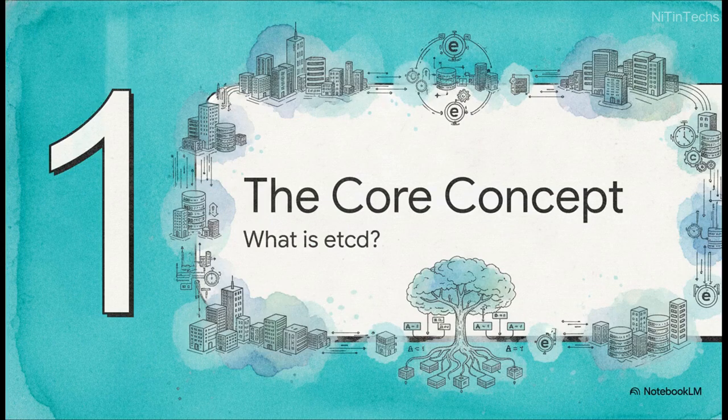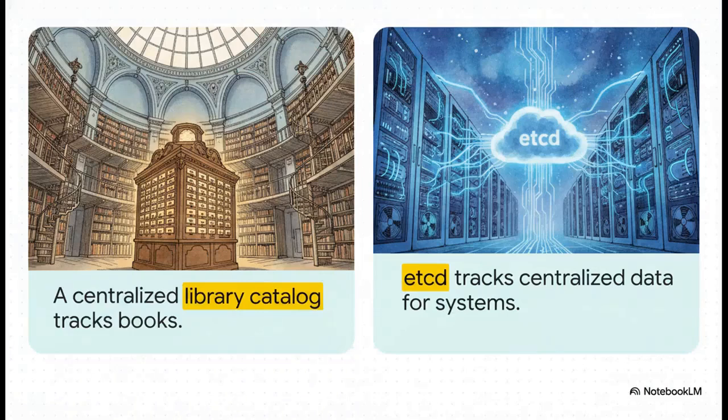All right, let's kick things off with Section 1, the core concept. To really wrap your head around this, just imagine a massive public library. To find absolutely anything in there, you rely on a centralized catalog, right? It knows exactly where every single book is stored, who it's checked out to, and what specific section it belongs to. Well, etcd plays that exact same role, but for distributed applications. Instead of tracking paperbacks, it manages and tracks all the vital, centralized configuration data for your entire network of computers. It's the ultimate source of truth.